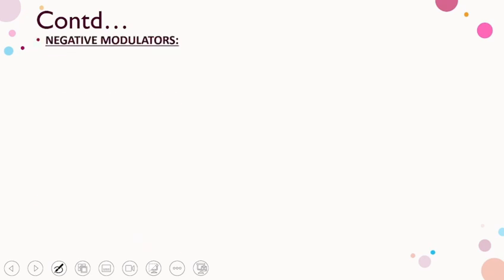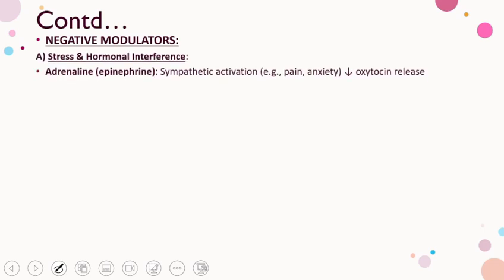Next we see the negative modulators. What negative modulators do is they reduce the release or ejection of the milk from the breast, like stress and hormonal interference, where there is the release of adrenaline, and that leads to sympathetic activation, pain, and anxiety, and what finally happens is that it will reduce the oxytocin. Next is cortisol, which is also called the stress hormone, and that will blunt oxytocin synthesis in the hypothalamus.